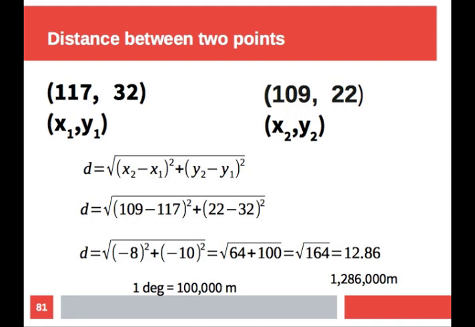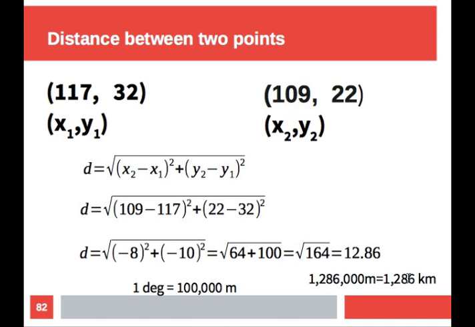Alright, so if we take 1 degree to be 100,000 meters, which is a very good approximation for what you have near Mexico, the result that I got here is also in degrees, because these amounts are in degrees. I have to multiply that by 100,000, and it's going to give us 1,286,000 meters. But to make it more comprehensible, I'm going to change that to kilometers, which is 1,286 kilometers. And this is just using the Pythagorean Theorem.